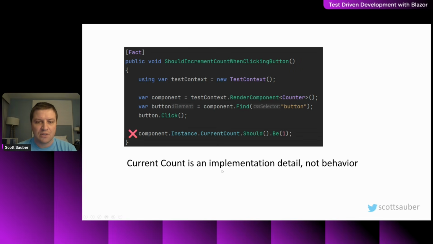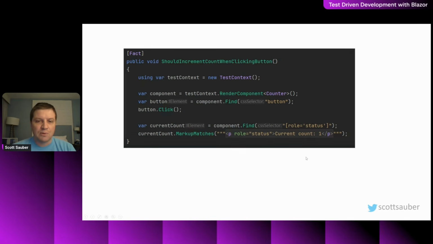And current count is really just an implementation detail because this is the property on the underlying Blazor component class. And our users don't care about that, right? So some people might say, okay, let's instead use this markup matches thing that's built into bUnit, where I can make sure that the markup matches this, where I've got this p tag with a role of status and then the current count is 1.